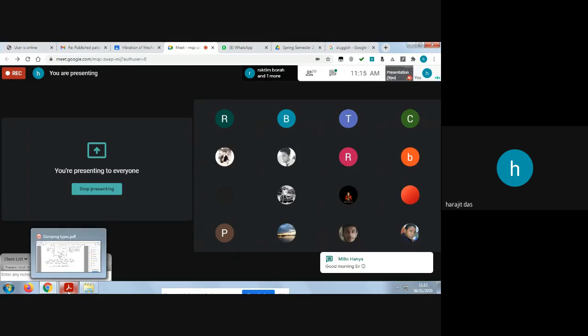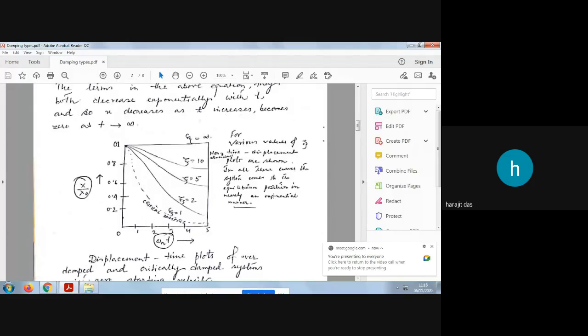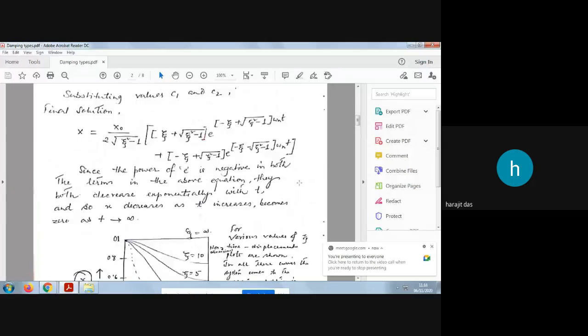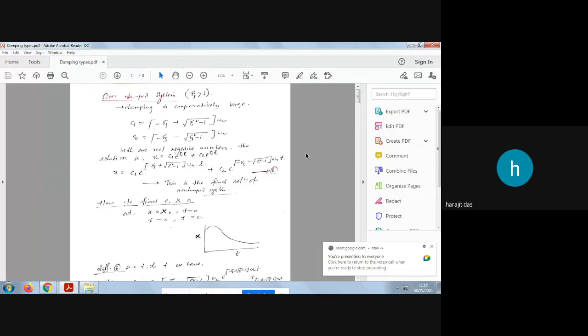So in the last class, we have analyzed the overdamped system. So what is an overdamped system? Depending on the value of the damping factor or the damping coefficient zeta, we have categorized this damped vibration system into categories.